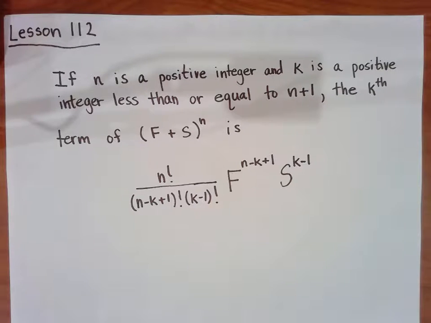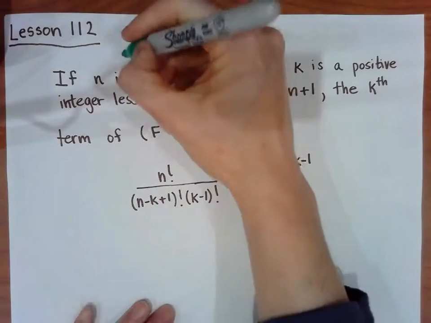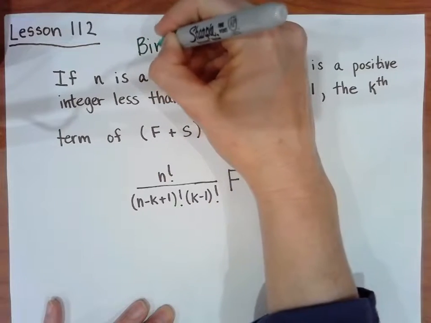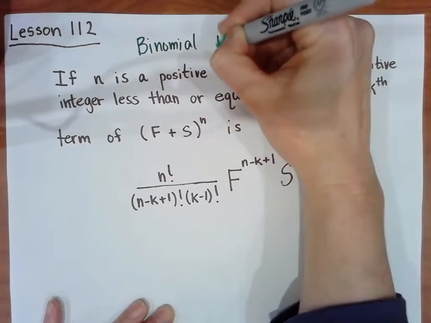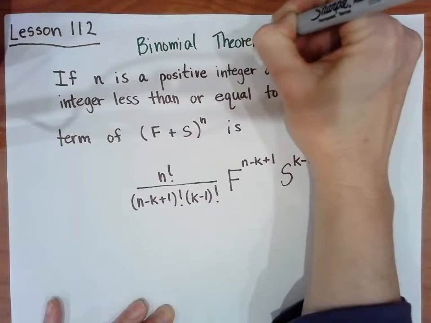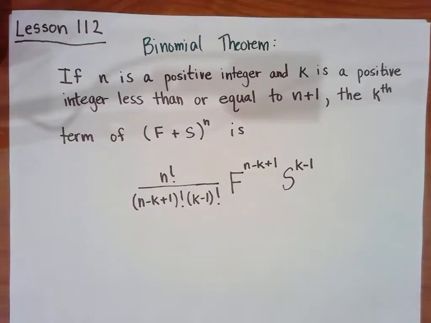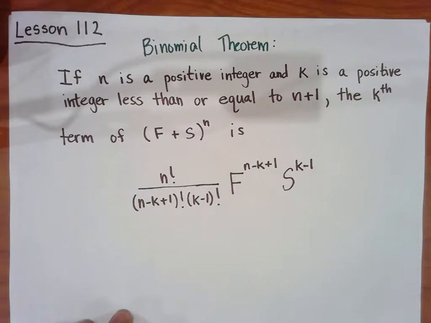Okay, lesson 112 is about the binomial theorem, which we've already been using and have already talked about. We just didn't specifically name it the binomial theorem, but this is the binomial theorem written out. The binomial theorem says that if n is a positive integer and k is a positive integer less than or equal to n plus 1, the kth term of f plus s to the nth power is this expression.